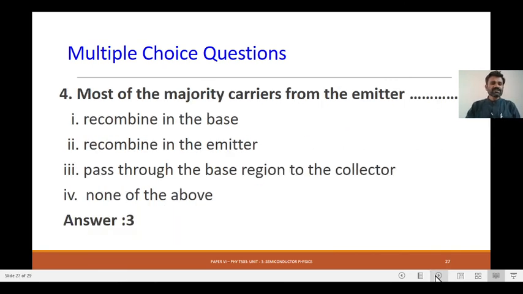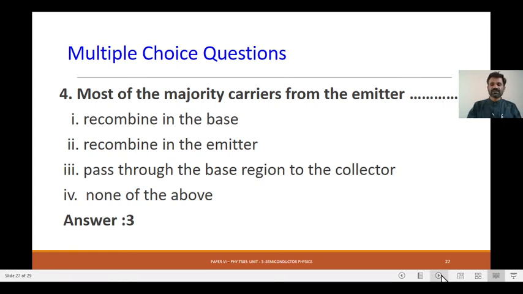The next question is: most of the majority carriers from the emitter, dash. Most of the majority charge carriers from the emitter recombine in the base, combine in the emitter, or pass through the base region to the collector, or none of the above. Most of the majority carriers from the emitter pass through the base region to the collector. This is the purpose of a transistor.